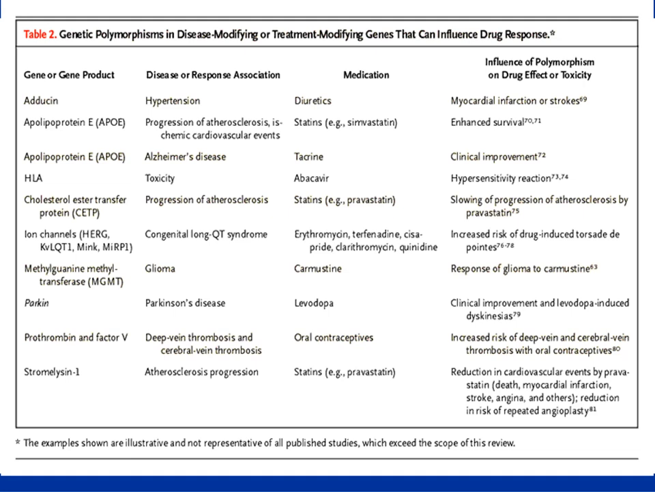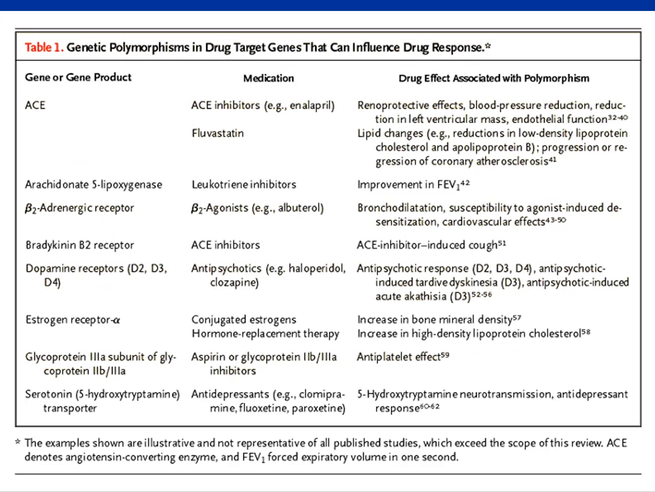Now this is the genetic polymorphism in disease modifying or treatment modifying genes that can influence drug response. So these are the genes which we have identified. These are either genes or gene products that we have identified, and what their response is associated with the drug or during that disease is shown in this table. This is also the same, genetic polymorphism in drug target genes that can influence the drug responses.